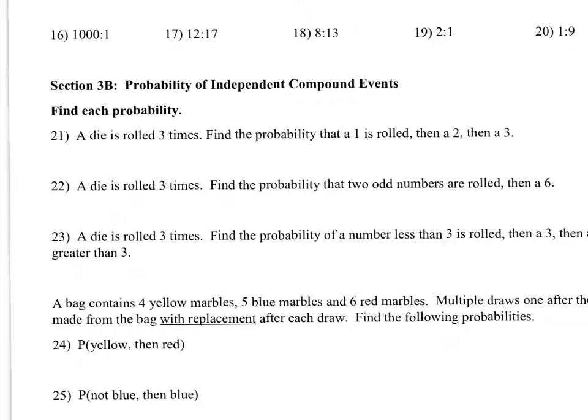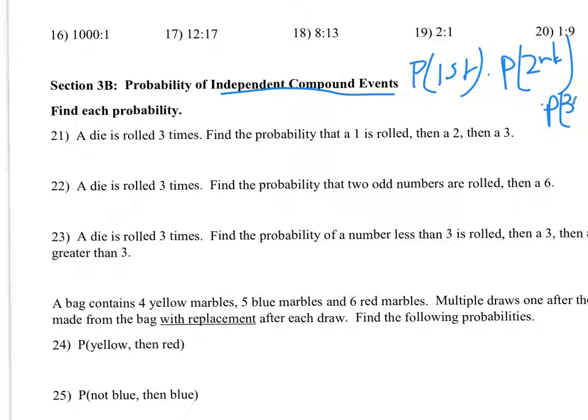In section 3b, we're going to look at the probability of independent compound events. Compound events is one event followed by another. And the rule for them is you take the probability of the first event and you multiply it times the probability of the event that follows, the second event. And it's possible you could have a third event, so then you would multiply it times the probability of the third event. So what I'm really saying there is you multiply the probabilities together, depending on how many times something was done.